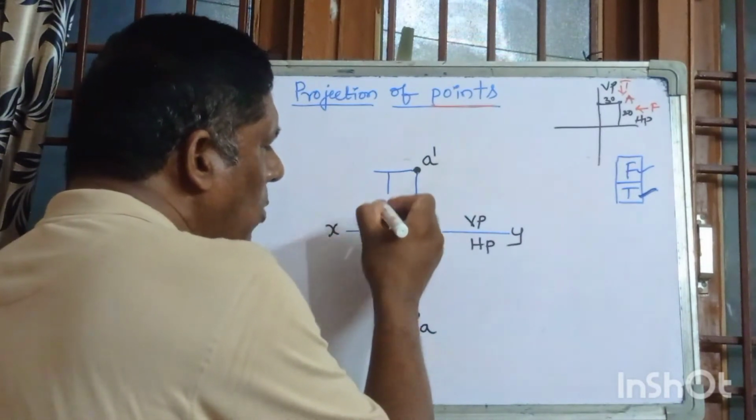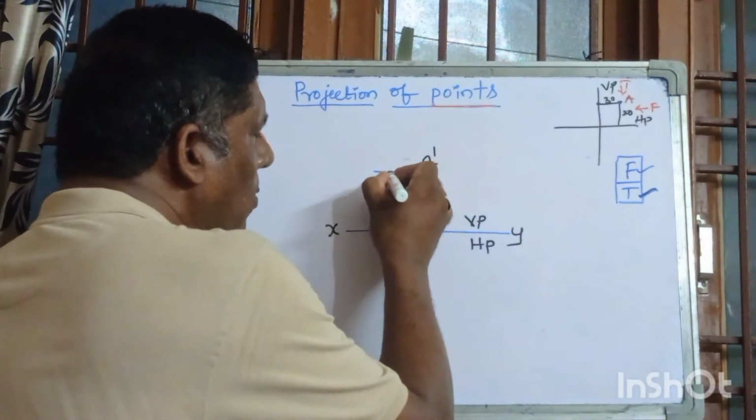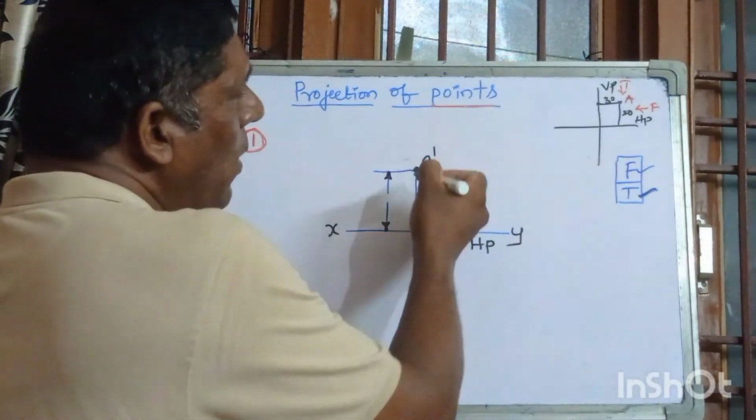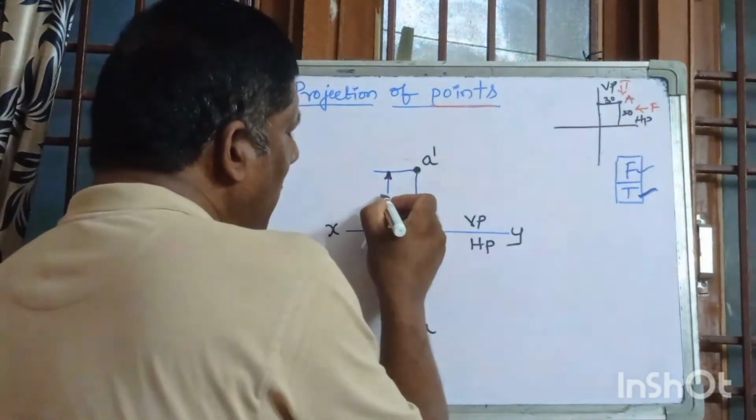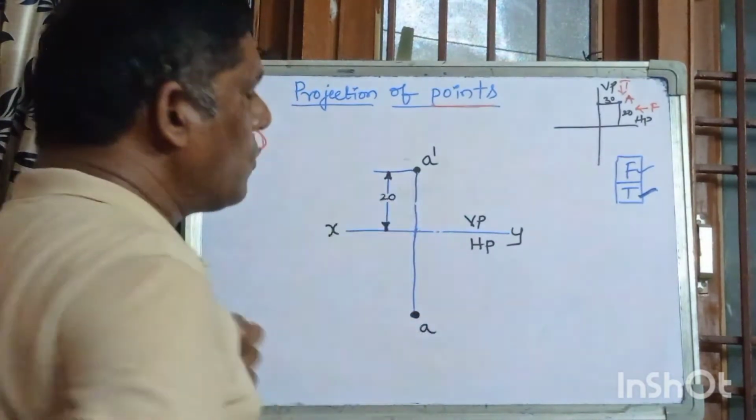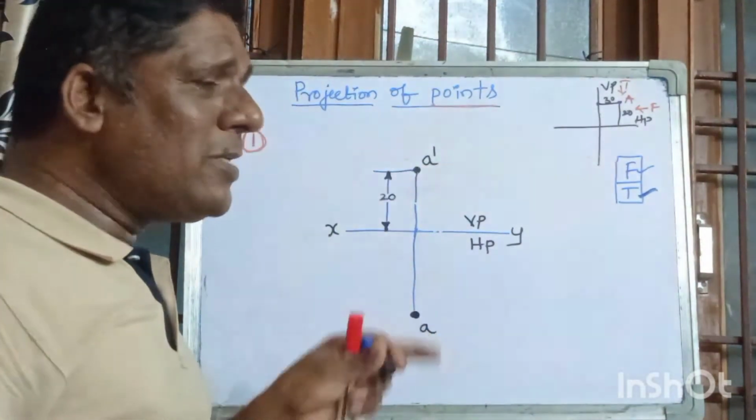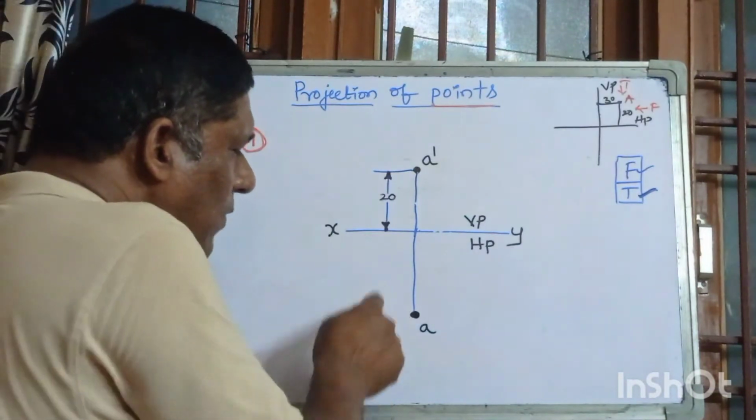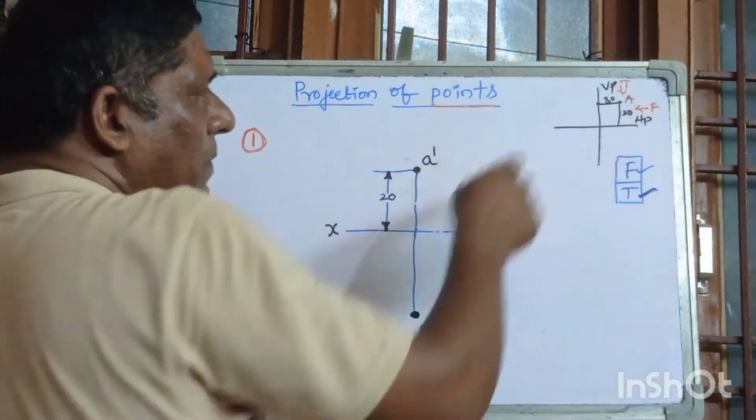So this is an arrow mark with an HB pencil, and above HP it is 20 mm. So this is 20 mm. I am writing here 20 mm. Clearly, like that you must write the 20 mm. And in front of VP it is 30 mm.